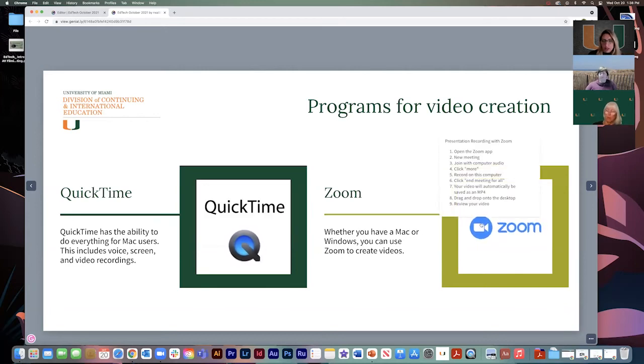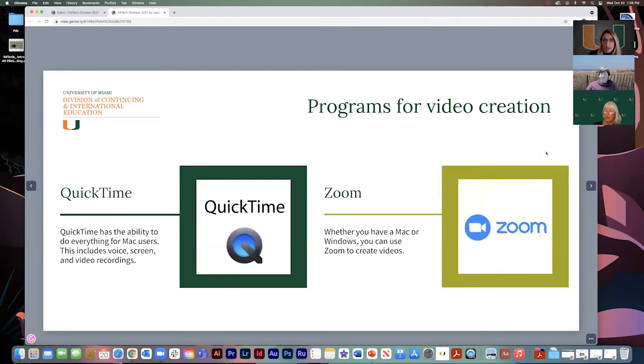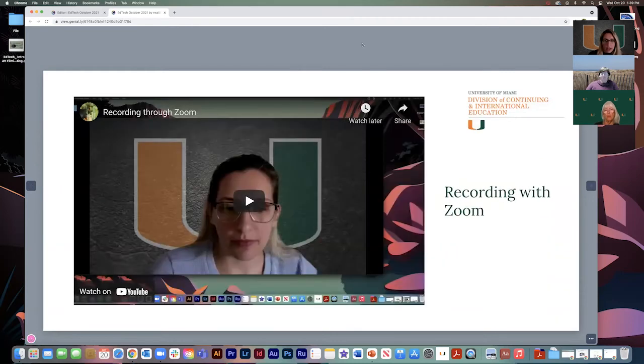Zoom is used for Mac or Windows. And the same for, if you hover over the logo, you will see the presentation recording for Zoom. I wouldn't necessarily call it a screen recording because you're not recording your entire screen. You would just be recording whatever is on your Zoom at that moment. And speaking of that, I have a recording showing you what it would look like if you do record through Zoom.